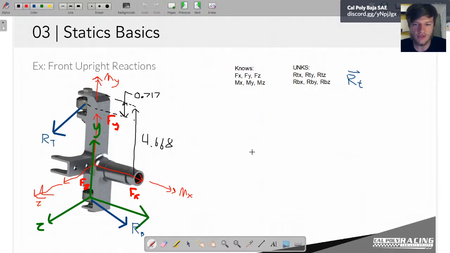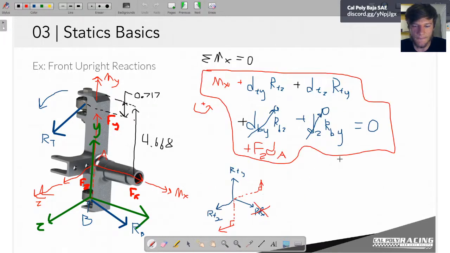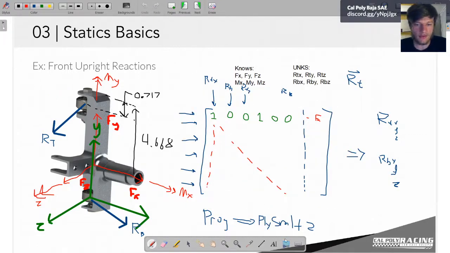So every equation that we have is a linear combination of our unknowns plus some constant at the end. So for example, for the moments about x, I'll do this one too. Our coefficient is dty for the reaction at t in the z direction. So we'll say this is the next equation here. The first equation was forces in x, and we'll do moments in x.